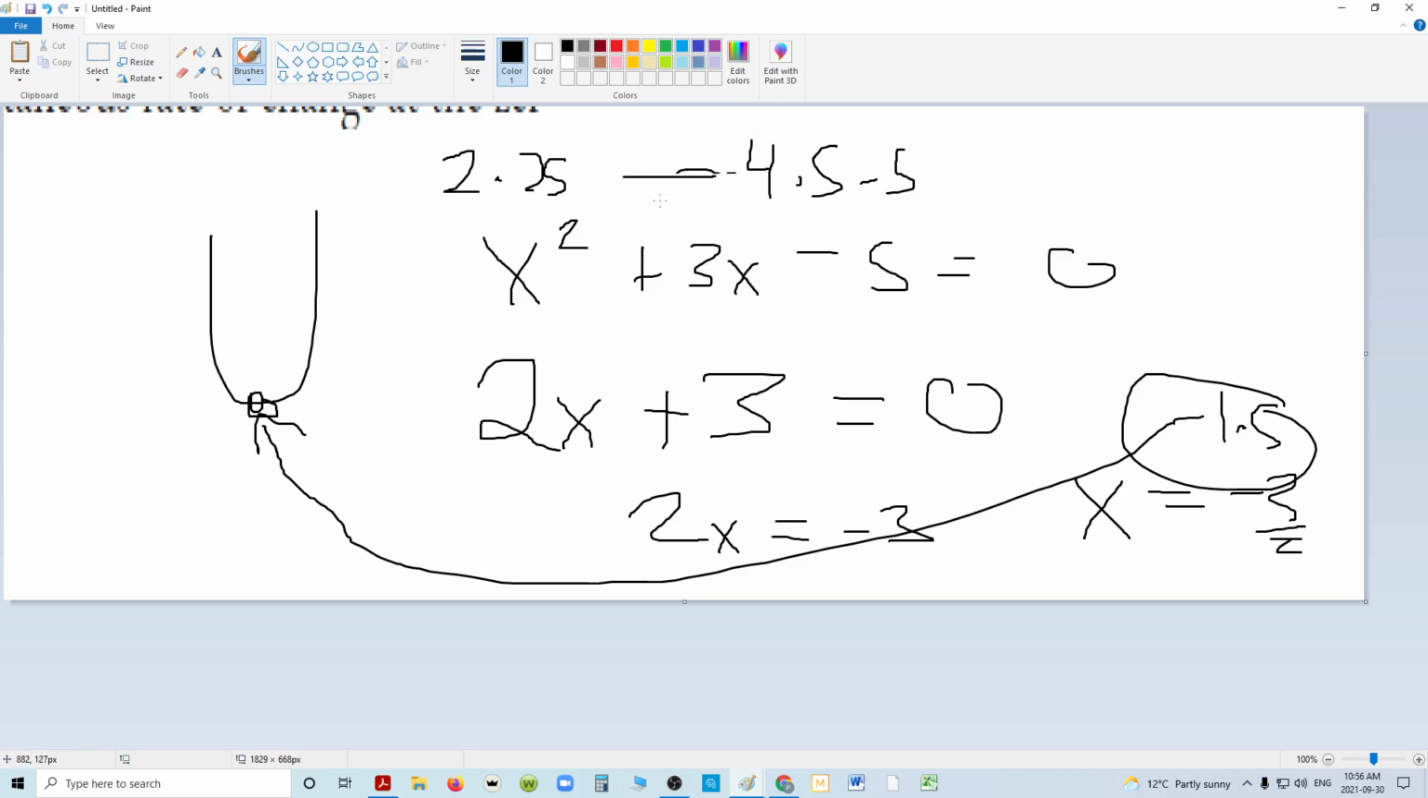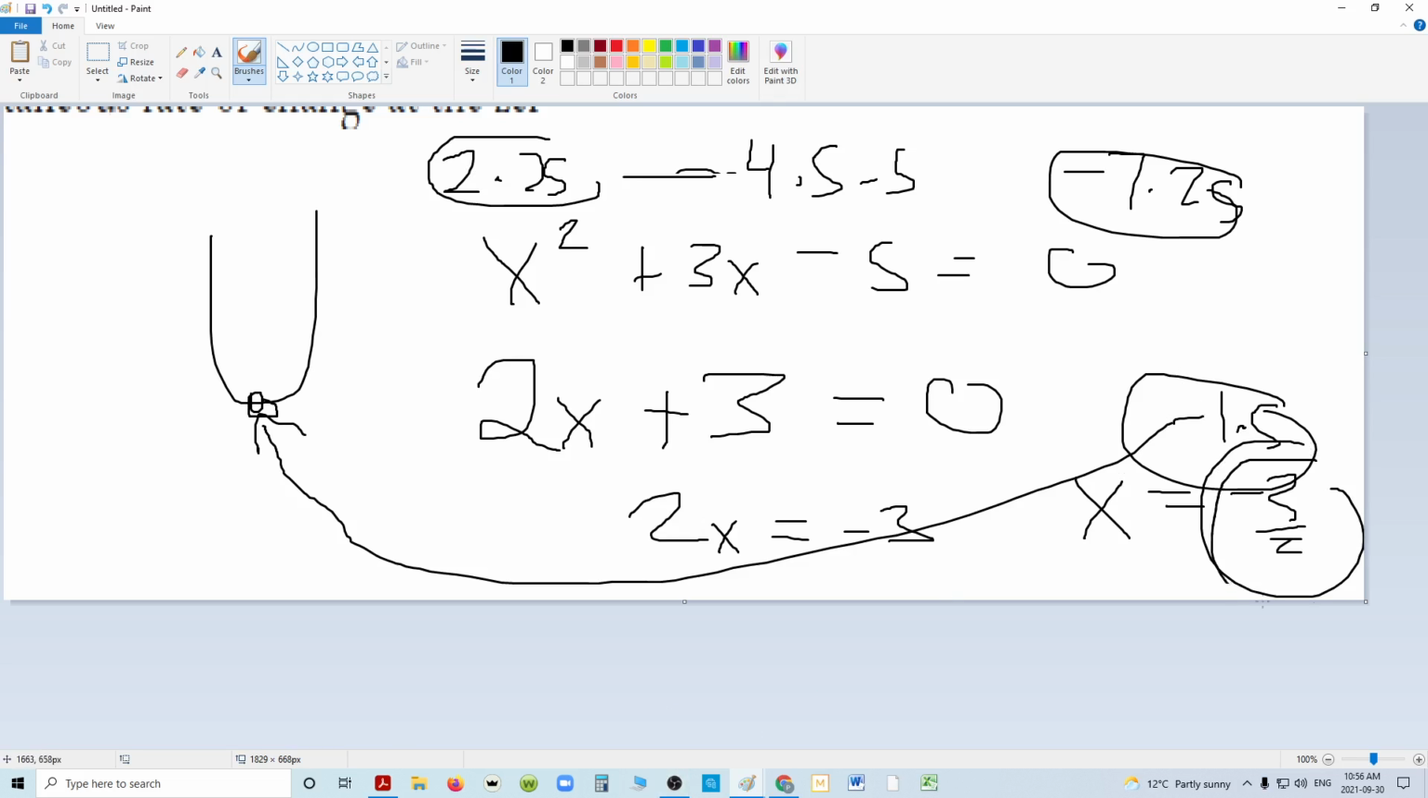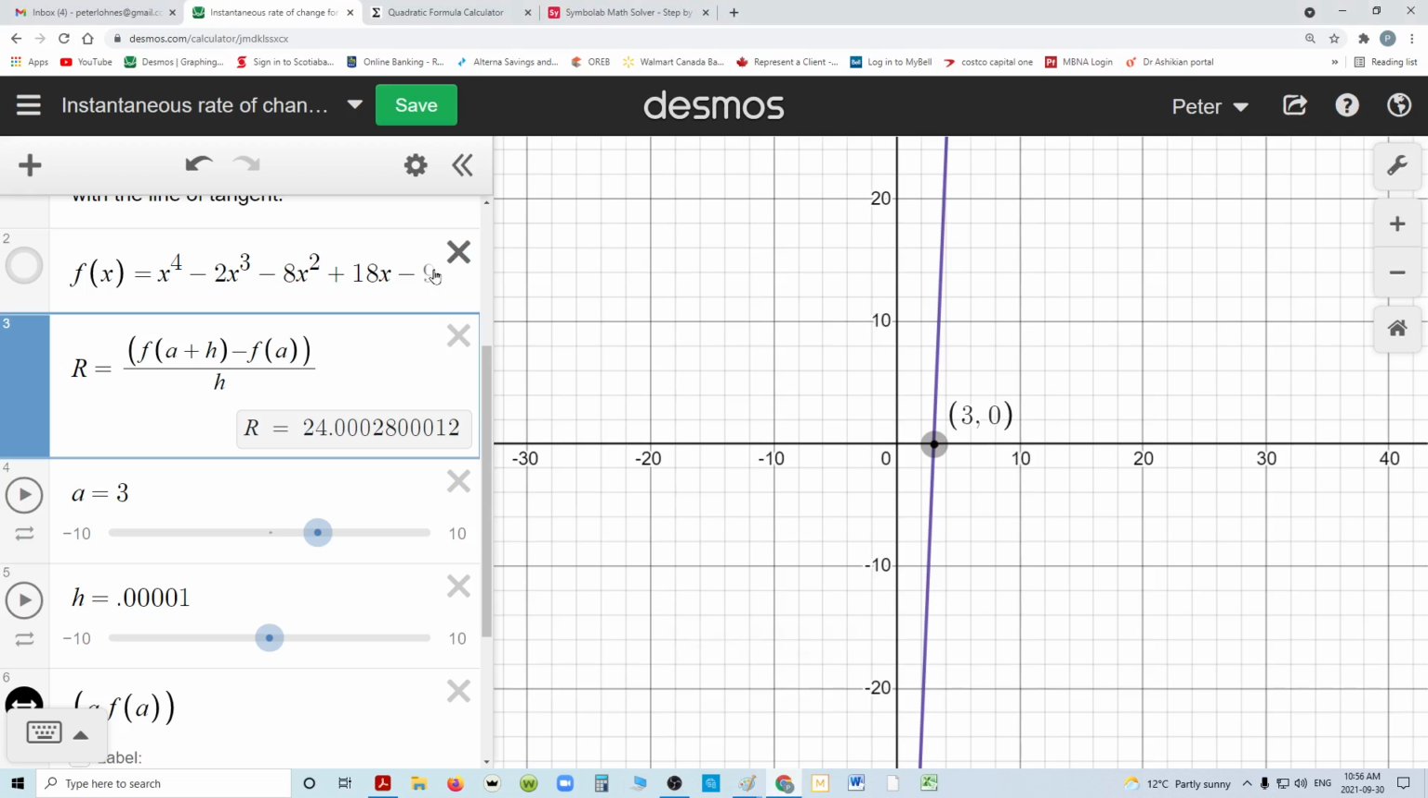Minus 5, which means I'm going to get minus 2.25 here, minus 5. I'm going to get minus 7.25 as my y value when my x is minus 1.5. So that means that's the vertex, minus 1.5, comma, negative 7.25. Let's just let Desmos show us if that's true.